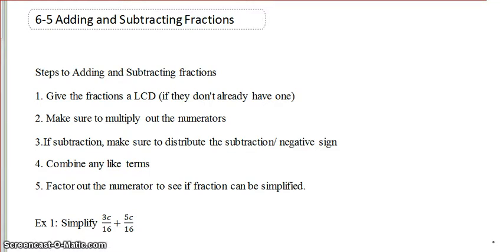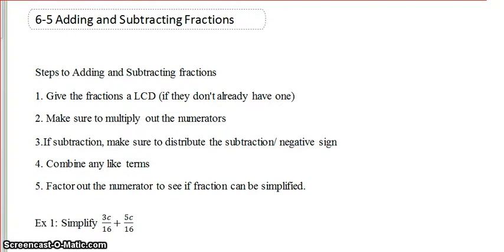Because once we have a common denominator, all we have to do is add the numerators or subtract the numerators, depending on what it's telling us to do. So, we have our steps to adding and subtracting fractions. These are kind of our steps in line. These are for if you realize you don't know what you need to do, and then you go through it. Hopefully you'll get the hang of it and you won't have to look at each step every time. But so far it says, number 1, give the fractions an LCD if they don't already have one.